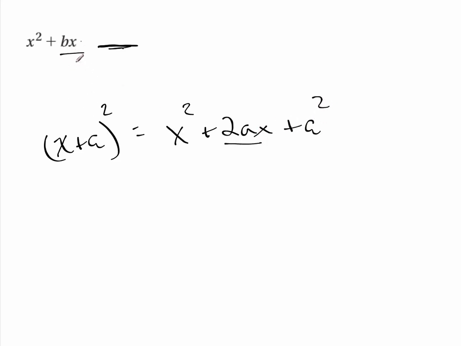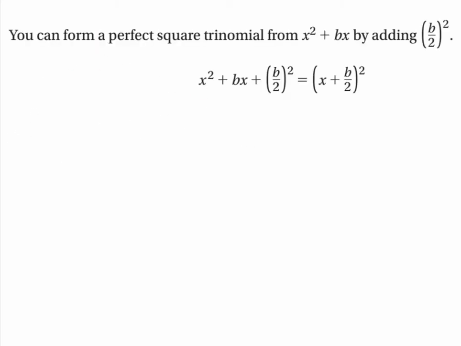So you've just got to find out how these relate so that you can turn this into a perfect square trinomial. And it turns out that if you take the middle term and divide by 2 and square it, this will always give you a perfect square trinomial. Let's try this. Let's multiply this out and see if this works.